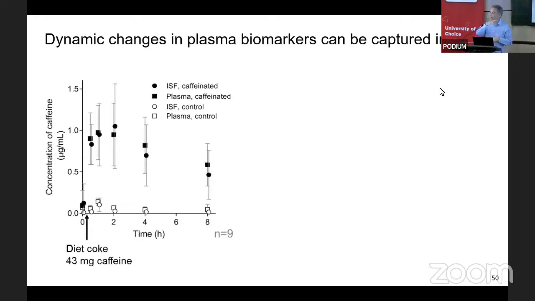And we followed the caffeine concentration in the bloodstream over time, as well as in the interstitial fluid. The black data points show the subjects who drank Coke with caffeine, and you can see the interstitial fluid and the plasma track each other well. The white data points, those are for the caffeine-free, and so that's some background signal.